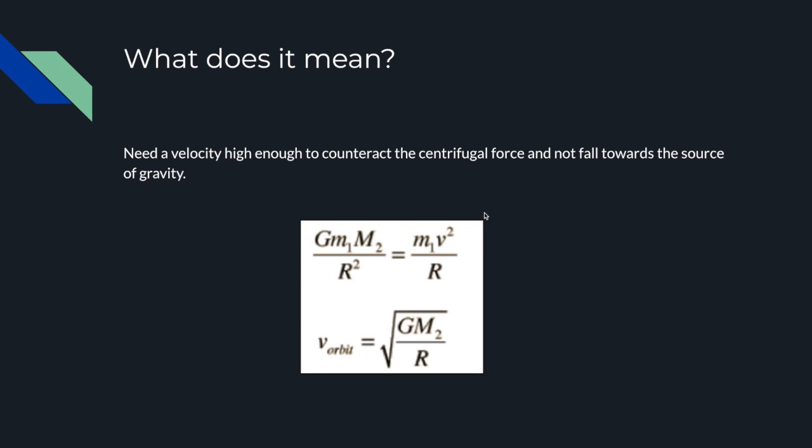What does this mean to get into the orbital velocity? So you need a velocity high enough to counteract the centrifugal force and not fall towards the source of gravity. So you're going to set your normal component equal to mv squared over r. The normal component is obviously the gravity, which is the force that's acting on the things in orbit. And then you can solve for velocity by canceling out the mass and radius and getting this equation right here.